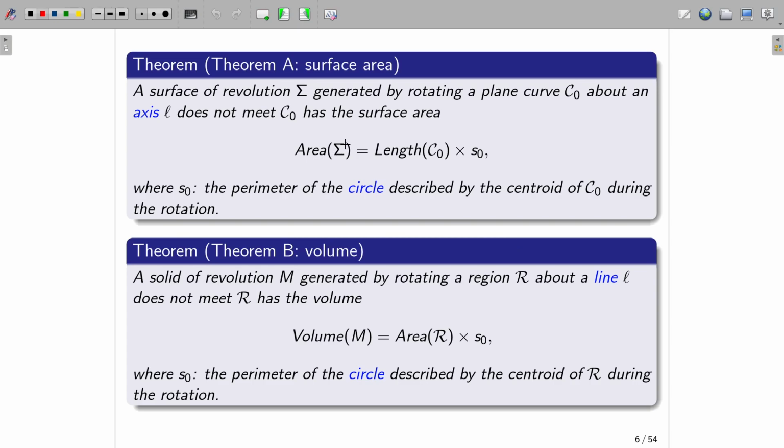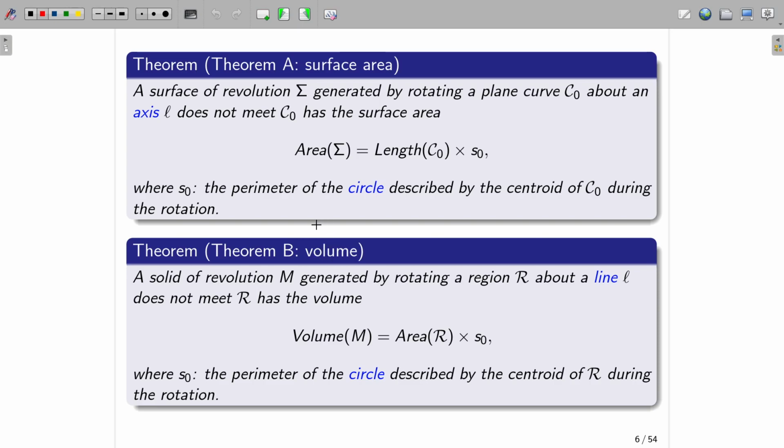So let's write in detail that there are 2 parts. The first one is the surface area. It says that the surface of revolution sigma generated by rotating a plane curve C0 about a fixed axis which does not meet C0 has the surface area like this, where S0 is the perimeter of the circle described by the centroid of C0 during the rotation.